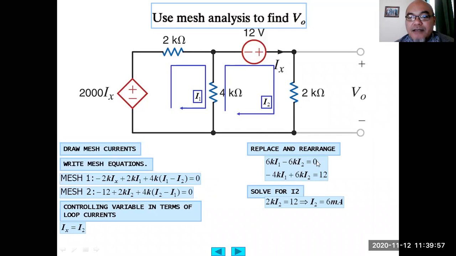We multiply the first equation by 2 and the second equation by 3. Then we obtain 2k I2 equals 12, so I2 equals 6 milliampere. From there, I2 is Ix. The output V will be the current I2 times the 2 kilo ohm: 6 milliampere times 2 kilo ohm equals 12 volt.